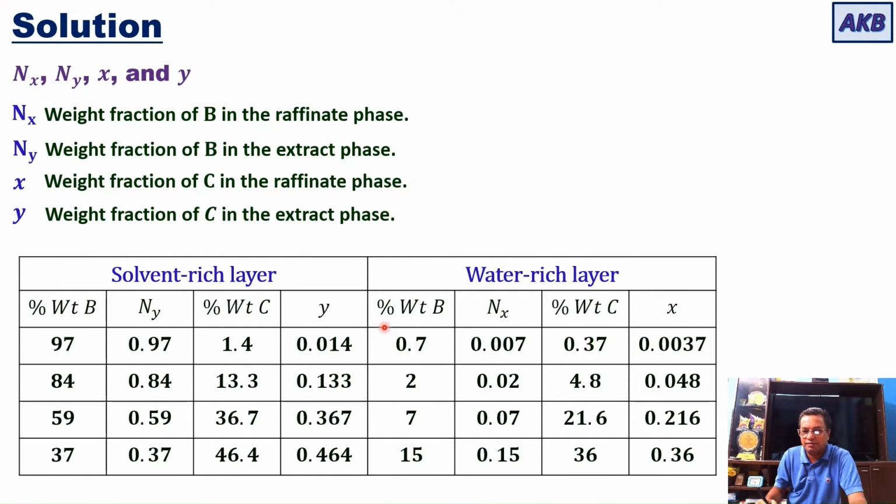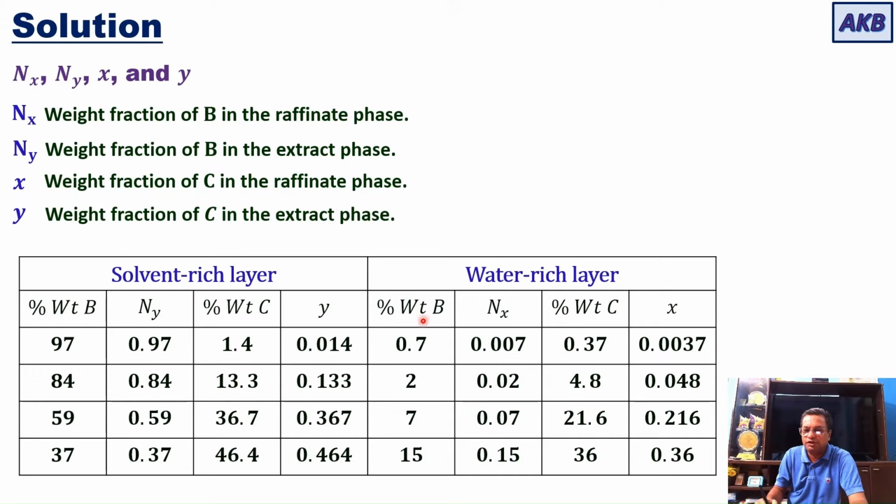Similarly, the weight fraction of B in the raffinate layer is known to me. If I divide it by 100, I will get the weight fraction of B in the raffinate layer, that is Nx. Then I have the percentage weight of C, and I'll divide these values by 100 to get the weight fraction of C in the raffinate layer, that is small x. In this way, the percentage weight of B in the extract layer is converted to Ny by dividing the percentage value by 100. The percentage weight of C in the extract layer is converted to small y by dividing the percentage value by 100.